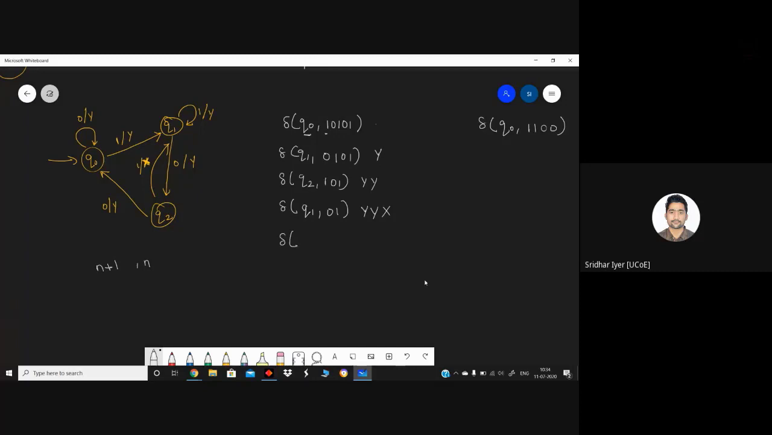Next up, Q1 on 0. Q1 on 0 is going to Q2. What is the output now? Y. So it is YYXY. Last, we are left with Q2 on 1. Again, we go back to Q1. No inputs left over here. It is YYXYX. So what is the final bit? It is X. Clear with this?